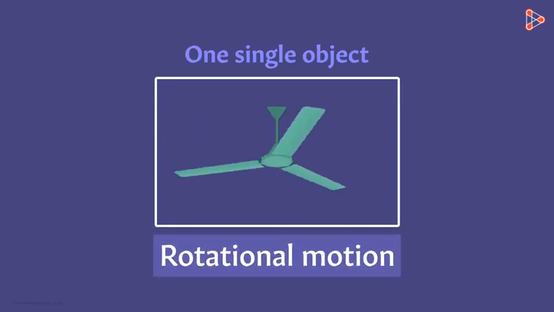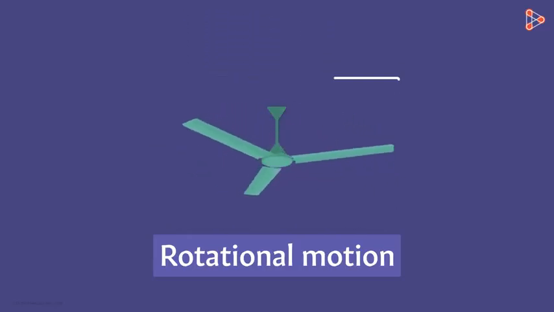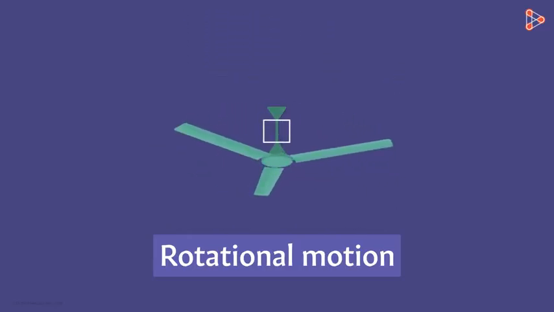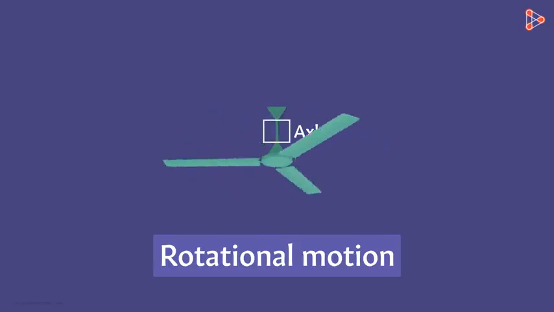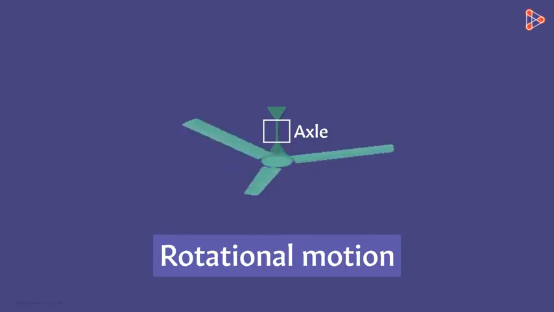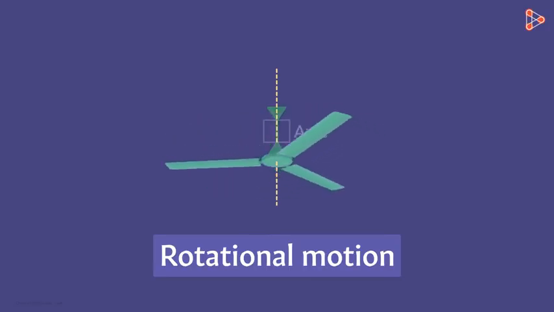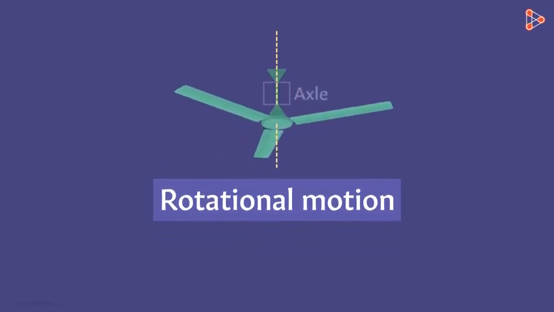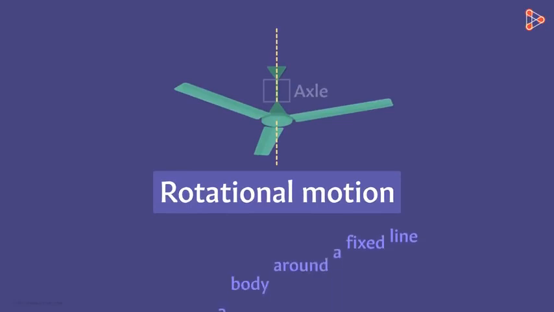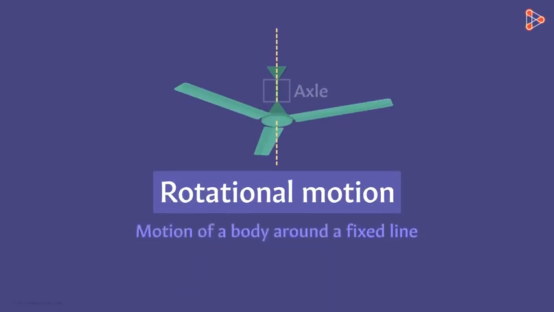Before actually defining this type of motion, let's try to understand it first. This rod here is called the axle, and the entire fan is spinning around this axle. Or you can also say that the entire fan is spinning around this fixed line. This type of motion is what we call rotational motion. Now we will define it in simple words. A body is said to be performing rotational motion if it's spinning around some fixed line. And the fixed line is also called the axis of rotation.